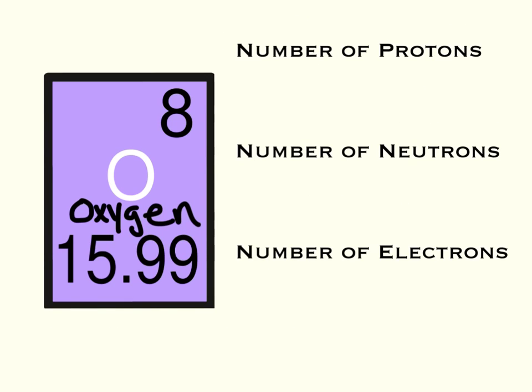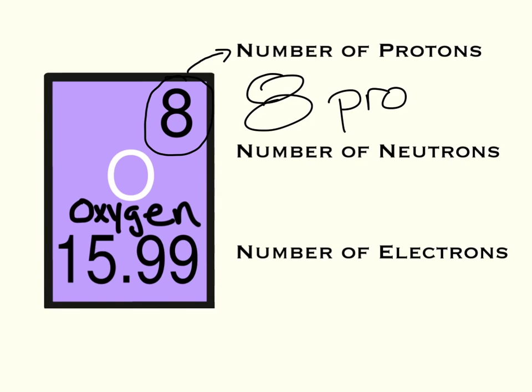All right, now let's say we look at oxygen. Talking about those numbers we were looking at before, let's determine the number of protons, neutrons, and electrons. For the number of protons, we can determine that from the atomic number here. That number is always going to be the number of protons, so we're going to have 8 protons.